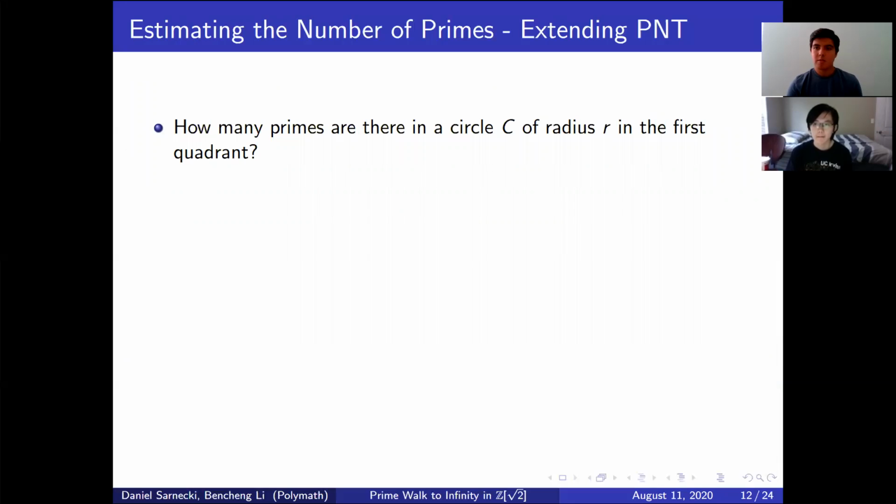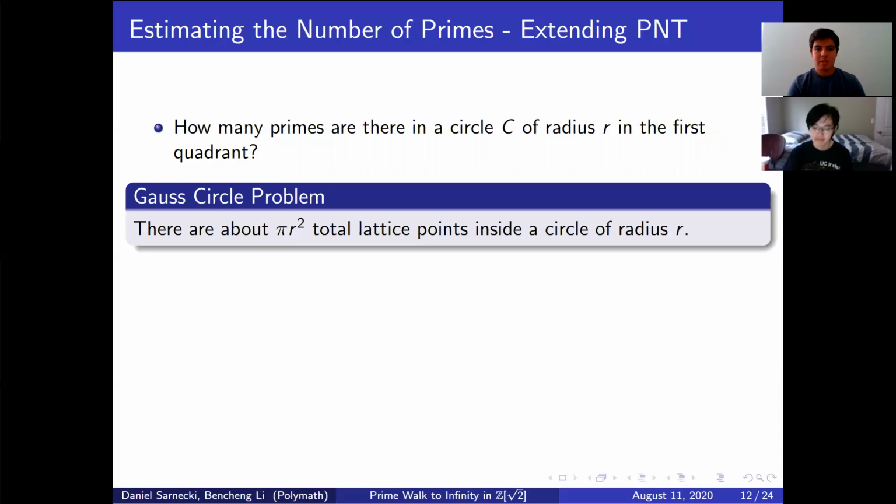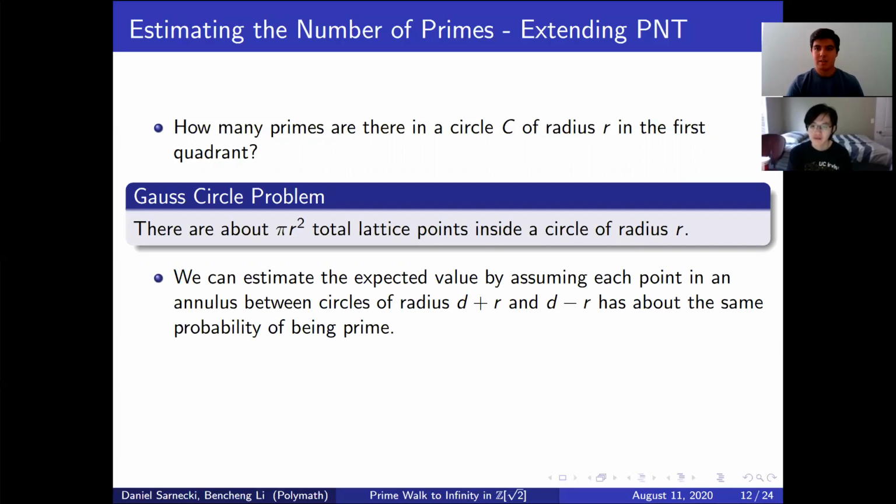So for a second, we look at this question of how many primes there are in a circle C of radius r in the first quadrant for Gaussian integers, because this is helpful when we're doing our walks. The Gauss circle problem helps us out here. It says that there are about pi r squared total lattice points inside a circle of radius r. This is a good enough estimate for us.